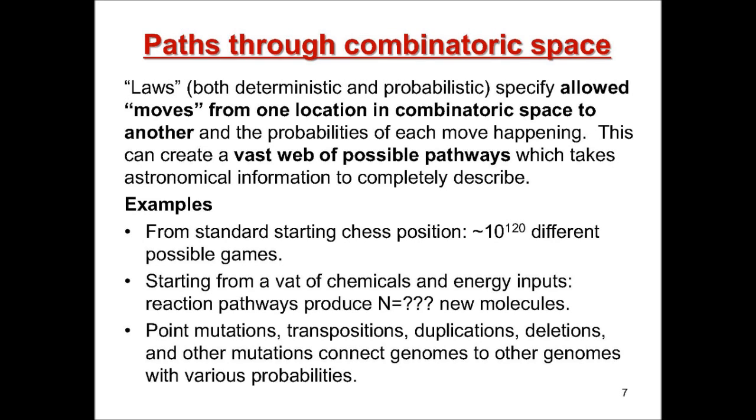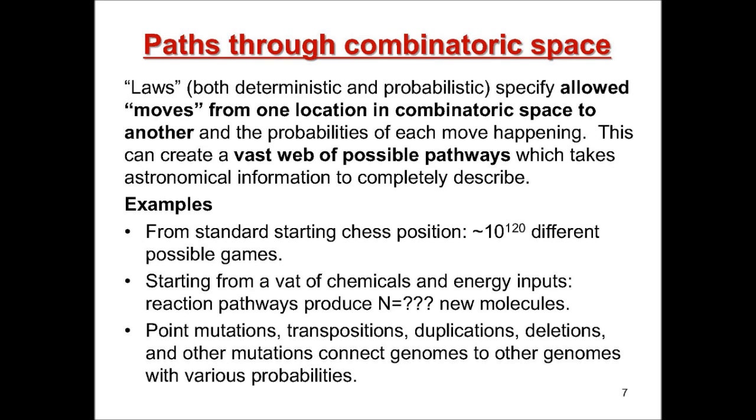So, for example, starting from the standard opening position of chess, there are estimated to be about 10 to the 120 different possible games, and each game would be a pathway through the combinatoric space of possible chess positions. And the rules of chess would specify that from this position you can go to these possible positions with various probabilities, either randomly chosen equally or probabilistically chosen, weighted toward better versus worse moves.